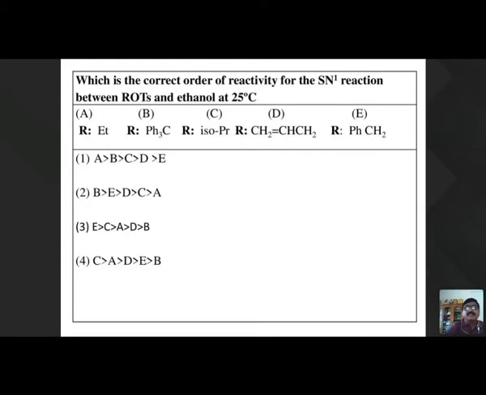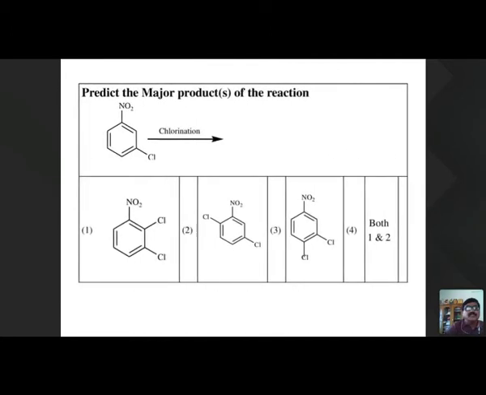B, the next is E, which is also stabilized benzyl, stabilized by resonance, then the allyl. So these three are stabilized by resonance, and next comes isopropyl, because of hyperconjugation, or you call it the inductive effect, then comes ethyl. So 2 is the correct answer. Very good. Next one, predict the major products of the reaction.